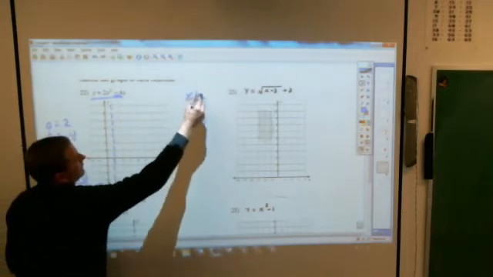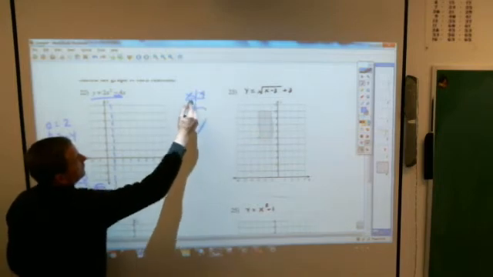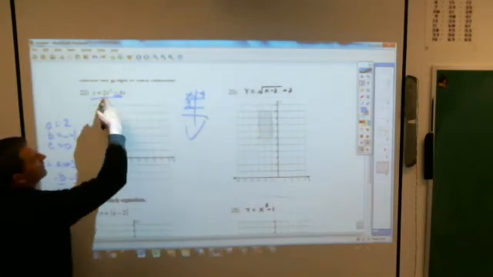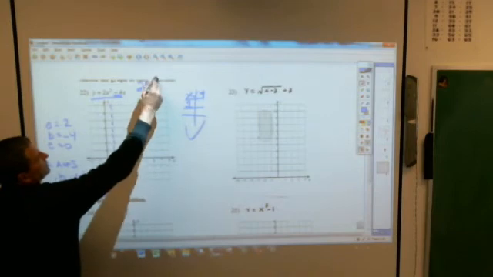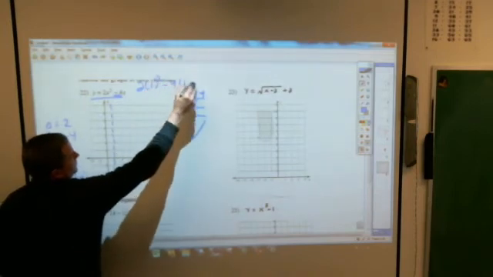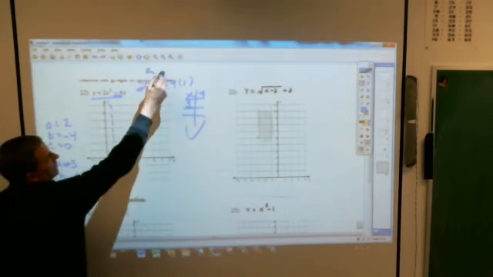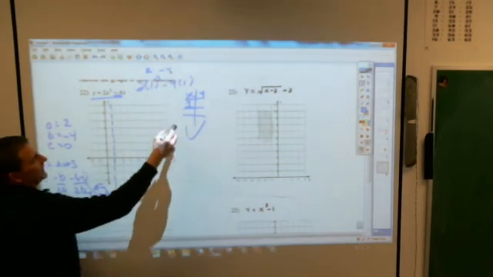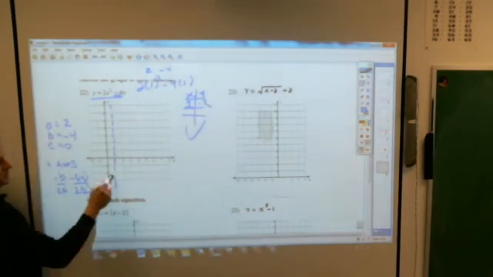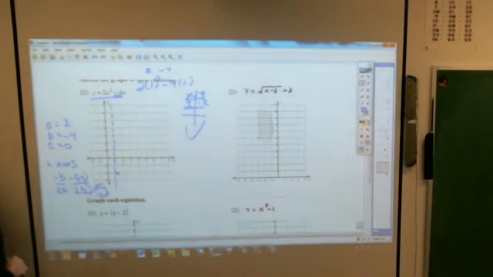Probably draw a little graph over here, x and y. If I put positive 1 in for x, I get 2 times 1 squared minus 4 times 1. 1 squared is 1, times 2 is 2. I get 2 minus 4, which is negative 2, which makes sense because look, that's what it is.